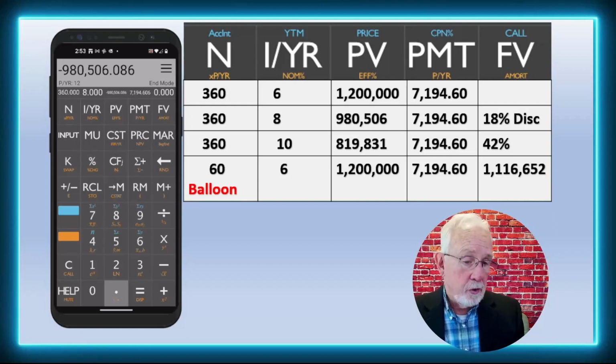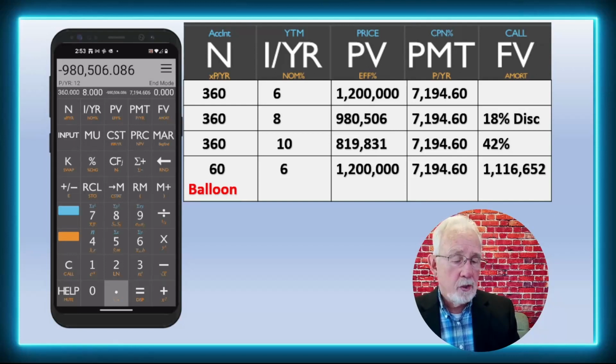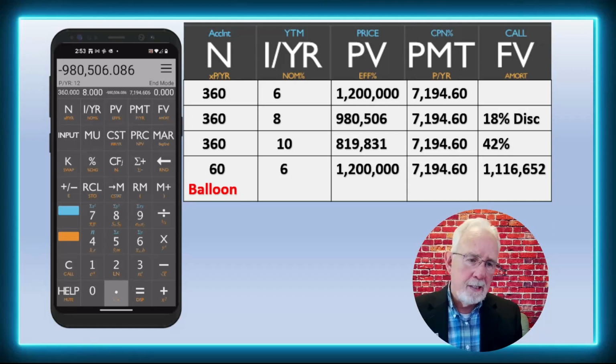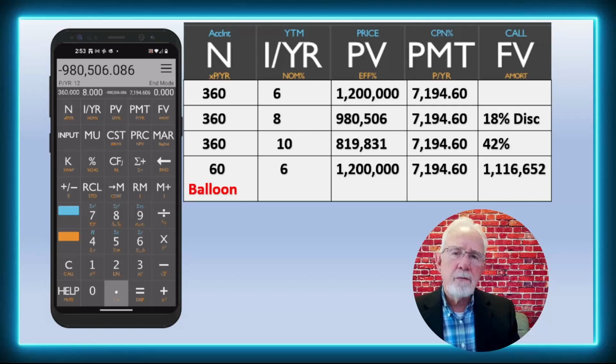Now, if you see on the screen and you see on the calculator, it's $980,506. Now, I've already figured this. That equates to an 18% discount. So you have to ask yourself, if you're the previous owner of the building, would you have taken an 18% discount on the price of your building? A lot of times that is yes. And so that's how it works, the same with notes.